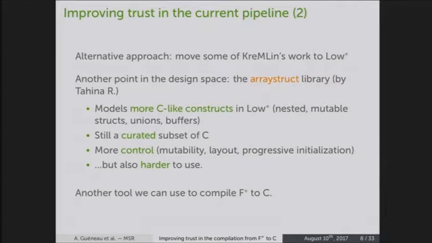And another approach, which is another part of the work I did, is to try to move some of the work done by KreMLin to lodestar. And this gives us another point in the design space, which has been concretized by the Everest library, which is an ongoing development by Tahina. And what Everest does is add more C-like level constructs in lodestar, such as nested, mutable structs, unions, and buffers.